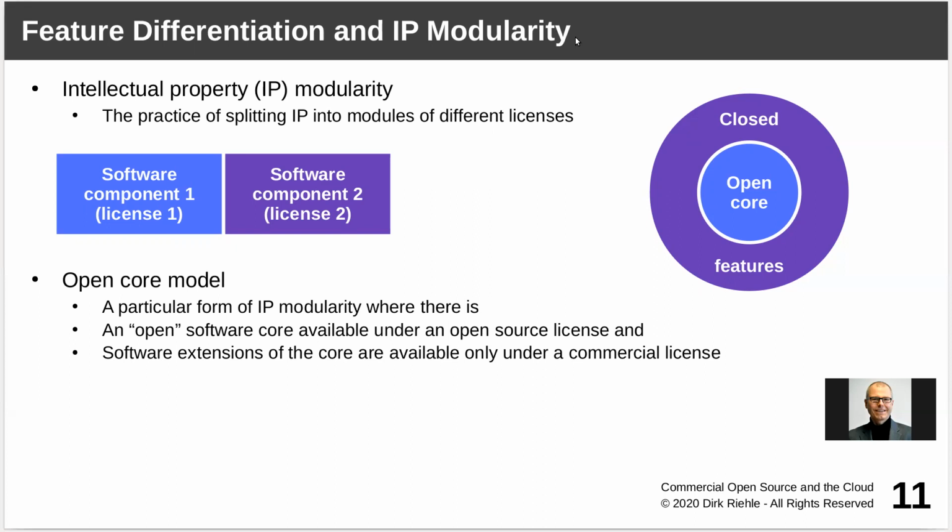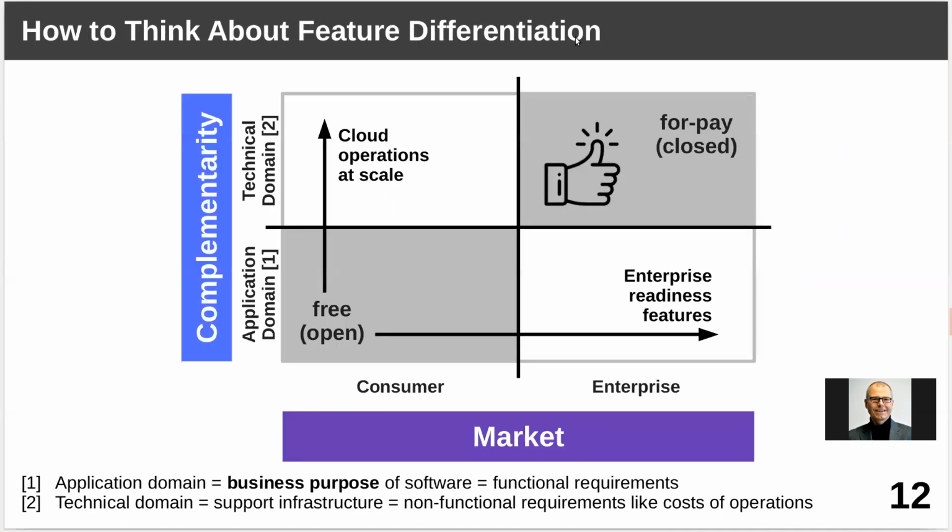In the open source world, there's a specific variant of intellectual property modularity, which is called the open core model. The open core model has a component under an open source license called the open core, and then it has additional software under a commercial license only, which extends that core. So open core software is software where the core is free, but extensions are only available for pay.